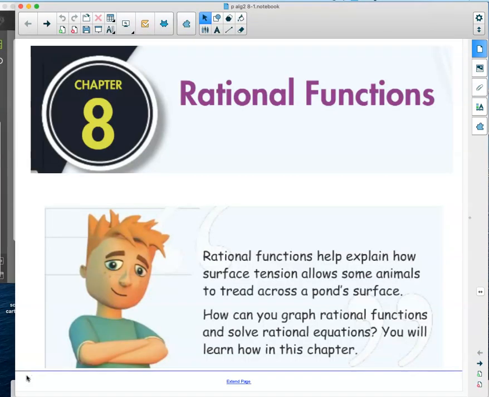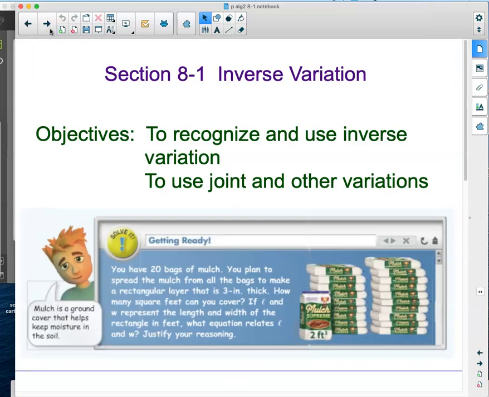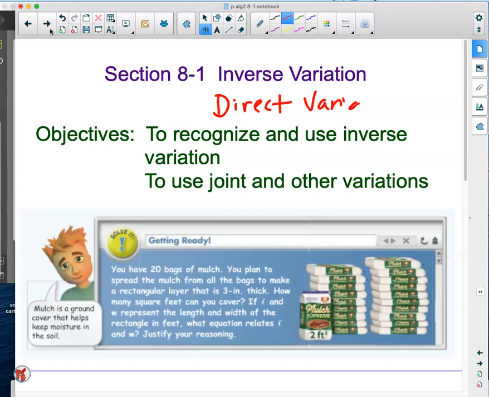The good news is this is really going to seem pretty basic today, because it's the first section of the chapter. And it's got a couple of really basic concepts in it, but we're definitely talking about rational functions. And today is about actually two types of variation. Inverse variation is the heading for this section, but we're also going to be talking about direct variation. Well, if I can spell direct variation, that would help. There we go.